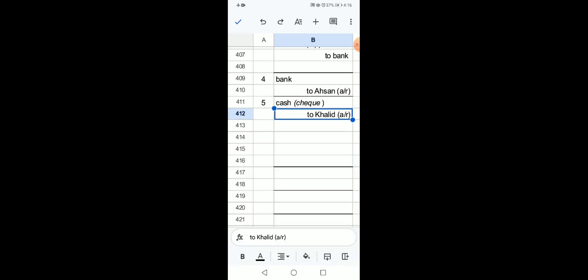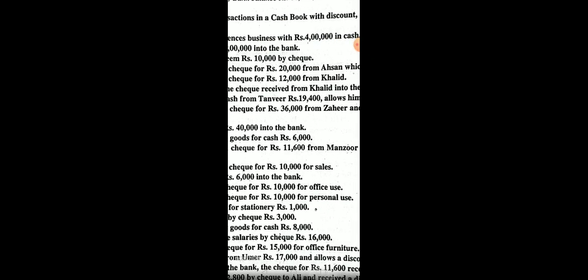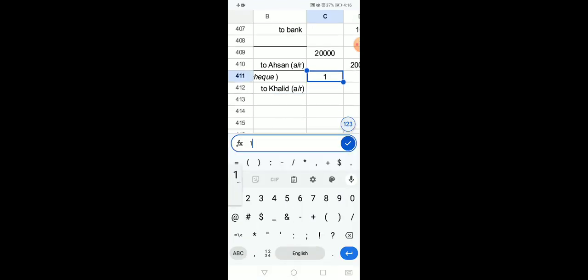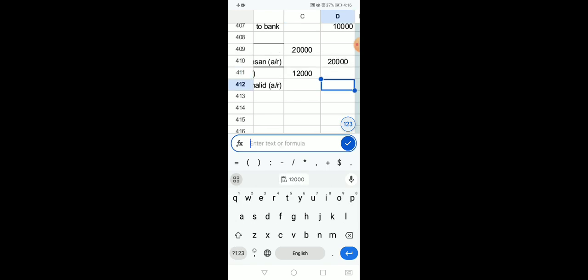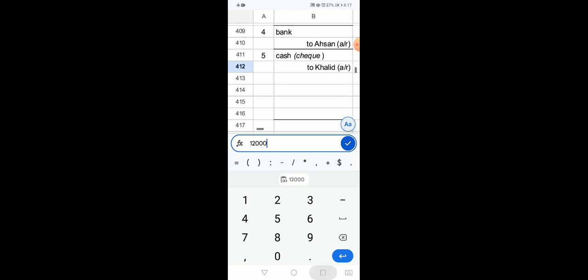Despite the fact that Khalid was your asset, now you have received the amount, so he is no more your asset. Decrease in asset should be credited. So we named Khalid on the credit side, entry number 5. And how much is the amount of entry number 5? This is 12,000. So you will write 12,000 on the debit side, and the same amount you will be posting on the credit side. In this way, entry number 5 is completed. Now let's see what the next entry is saying.